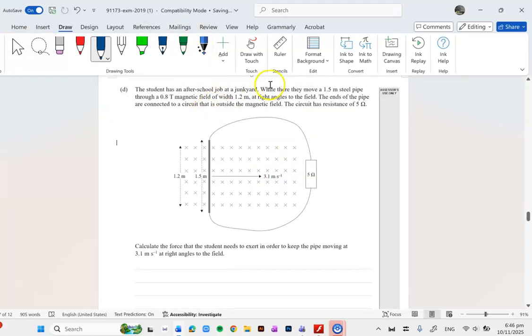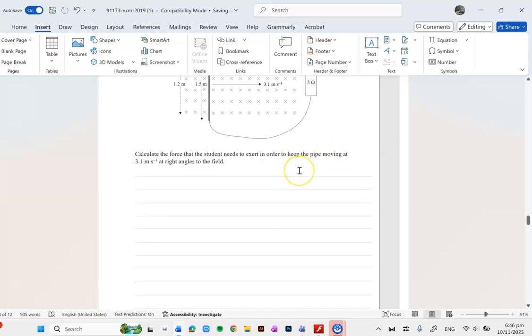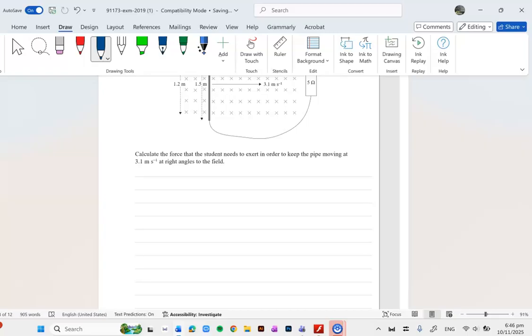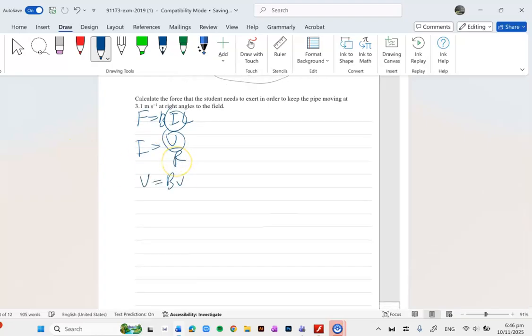The student moves a 1.5 meter pipe through a 0.8 width field. There's a resistance. That just tells me I need to find a voltage before I can find a current. Calculate the force that the student needs to exert in order to keep the pipe moving at 3.1 at right angles. Okay, first I'm going to find the voltage because I need F equals BIL. I don't have the current, but to find that, I need V over R. And I don't have the voltage either. So I'm going to use V equals BVL.